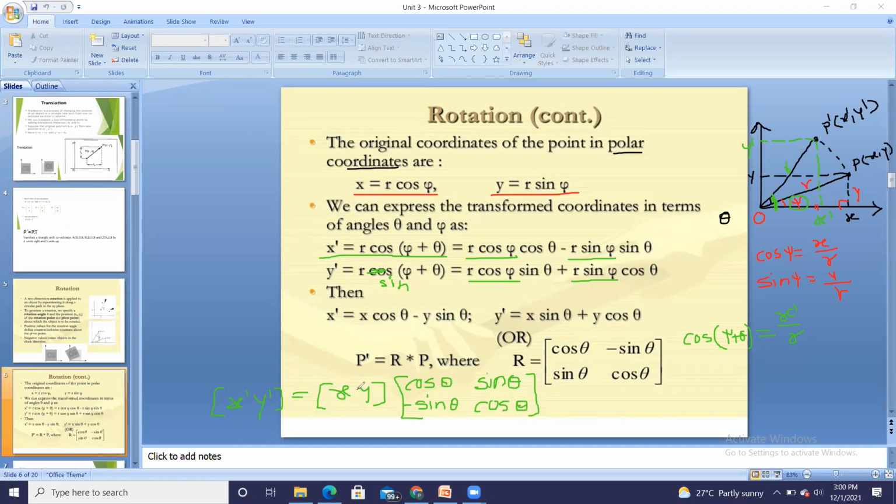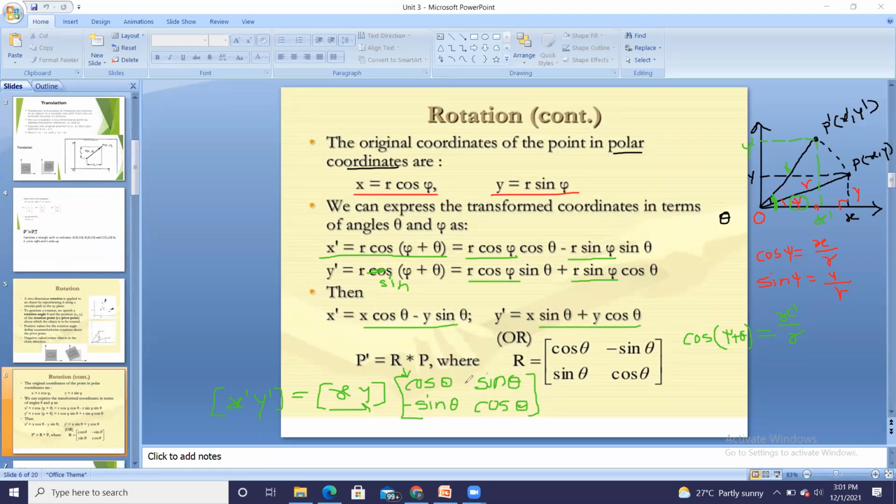So x dash y dash is what? X cos theta minus y sin theta. Perform the multiplication row and column wise. So I will get x dash value as x cos theta minus y sin theta. That is our expression. And y dash is what? X into sin theta plus y into cos theta. X sin theta plus y cos theta.